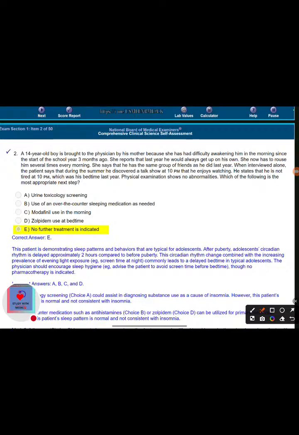Treatment is not required because it's just a circadian rhythm which is delayed for 2 hours. So slowly we can change that and everything will be normal. Question says, do you need urinary toxicology screen? No. Use of an over-the-counter sleeping medication as needed? No. Modafinil, zolpidem for insomnia? No, not required.